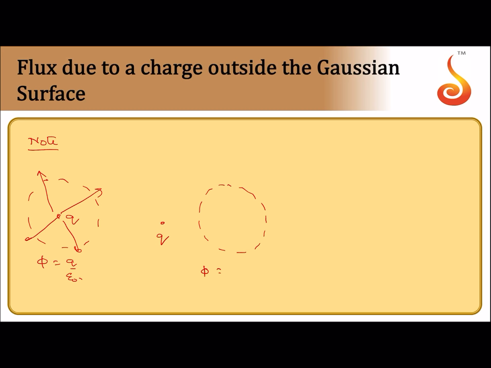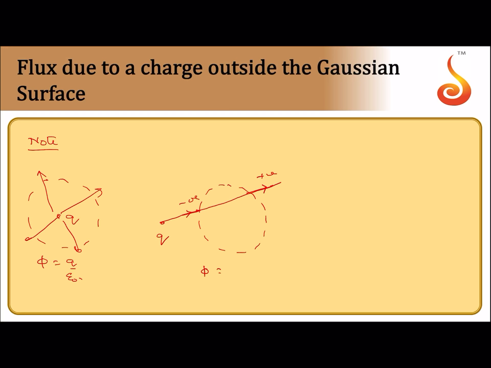Will it be zero? How will I find out what is the flux due to a charge Q outside the Gaussian surface? Keep in mind, flux is nothing but a measure of the number of lines of force passing through the surface. And if the line of force enters the surface, it is negative. If it leaves the surface, it is positive. Now draw a line of force from Q. The line of force will go like this. Over here it enters the surface. Over here it leaves the surface. Here it is positive, here it is negative. Therefore net is how much? Zero. The line of force entered, so it's a negative one. The line of force exited, it is a positive one.